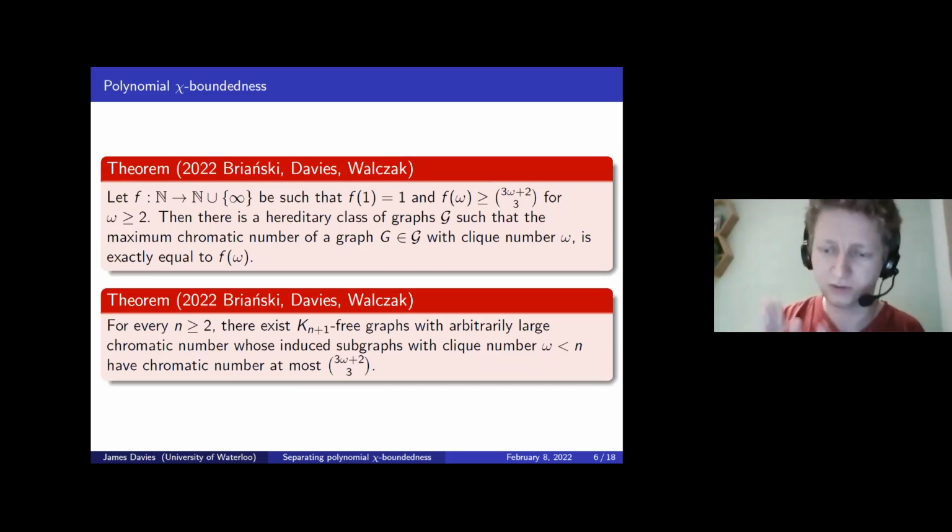And by doing each of these separations for n plus 1 in turn, we can exactly choose the value of f of n at each n, so long as our f is always at least this upper bound we have for the induced subgraph with smaller clique number. So this theorem is just a corollary of this one.